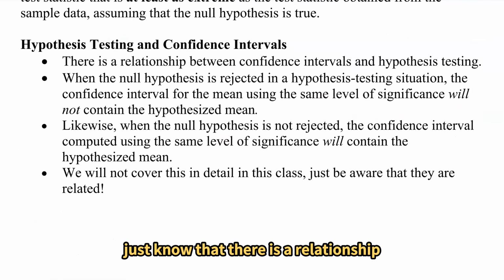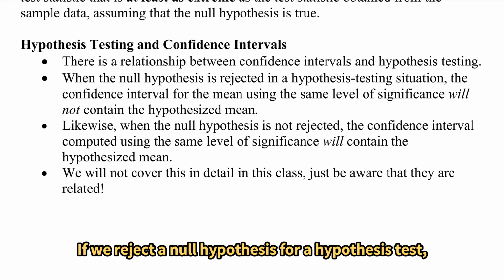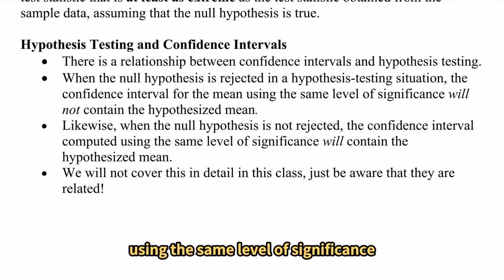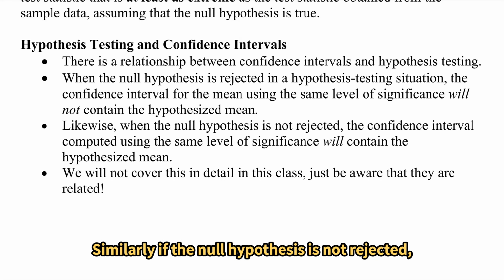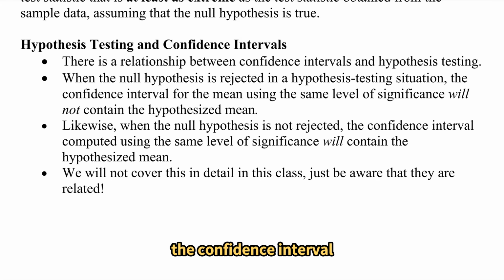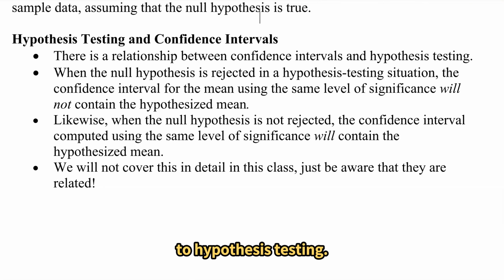And then the last bit, just know that there is a relationship between hypothesis testing and confidence intervals. If we reject a null hypothesis for a hypothesis test, the confidence interval for the mean using the same level of significance will not contain the mean in the null hypothesis. Similarly, if the null hypothesis is not rejected, the confidence interval using the same level of significance will contain that mean. So there's a direct relationship between hypothesis testing and confidence interval, and that'll conclude our introduction to hypothesis testing.